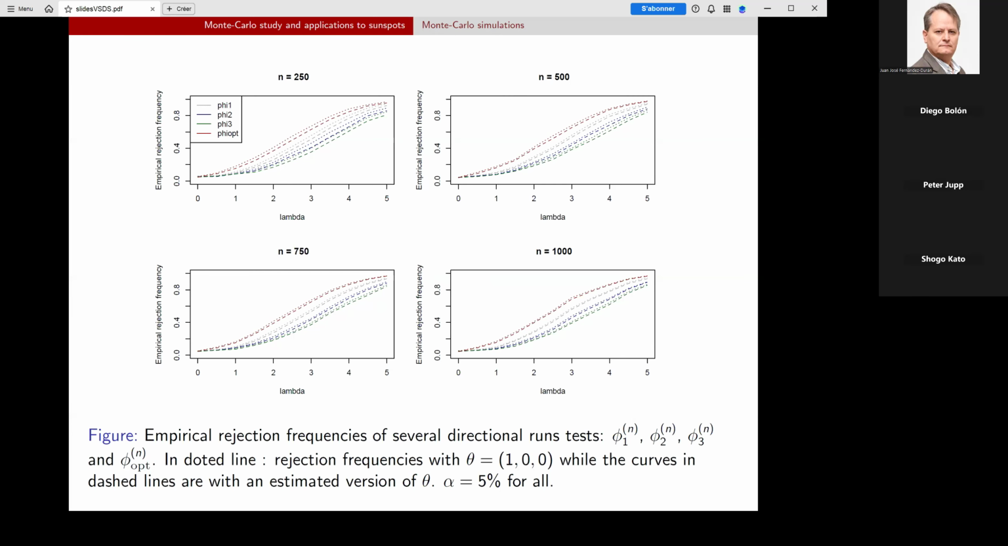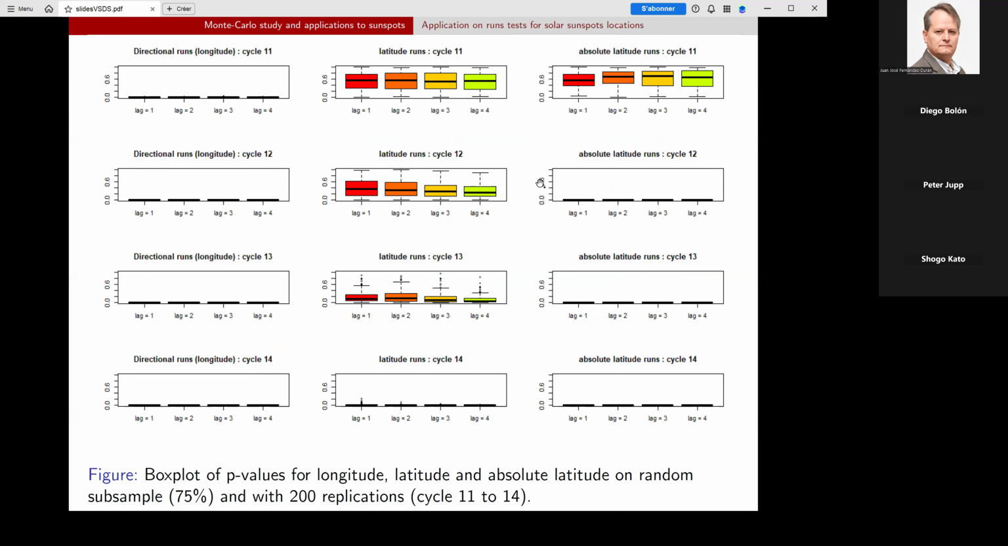So what can we say for our Sun? We take the longitude of the sunspots, because the longitude is the tangent part of the localization of the sunspots, and we applied our test to the sunspots for all the cycles in the data set, starting with cycle 11. Each time we did three tests. The first, on the left, is our directional run test. The second is the latitude runs, the classic univariate run test. The last, on the right, is the absolute latitude runs.